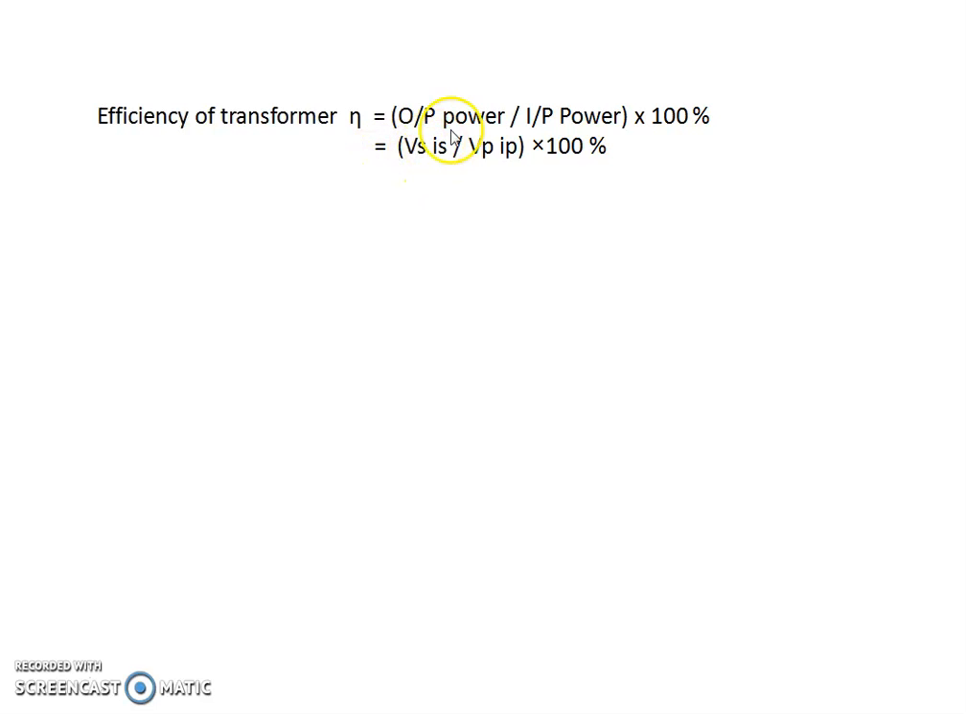So that will be equal to, now output power is the output voltage Vs in the secondary coil, or Es, that is the voltage in the secondary coil, multiplied by current in the secondary coil, that will be my output power. So Vs into Is divided by Vp into Ip, where Vp is the input voltage in the primary coil and Ip is my input current. So Vp into Ip is the input power. So the efficiency of the transformer is defined as Vs into Is divided by Vp into Ip into 100%. So that is the efficiency.